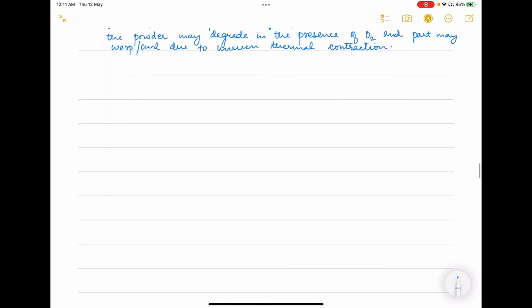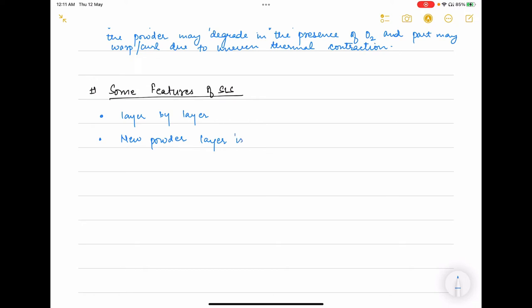Now let us discuss some features of SLS. Similar to all 3D printing techniques, it is also done in a layer by layer fashion. Now, a new powder layer is spread directly above the previously sintered layer.